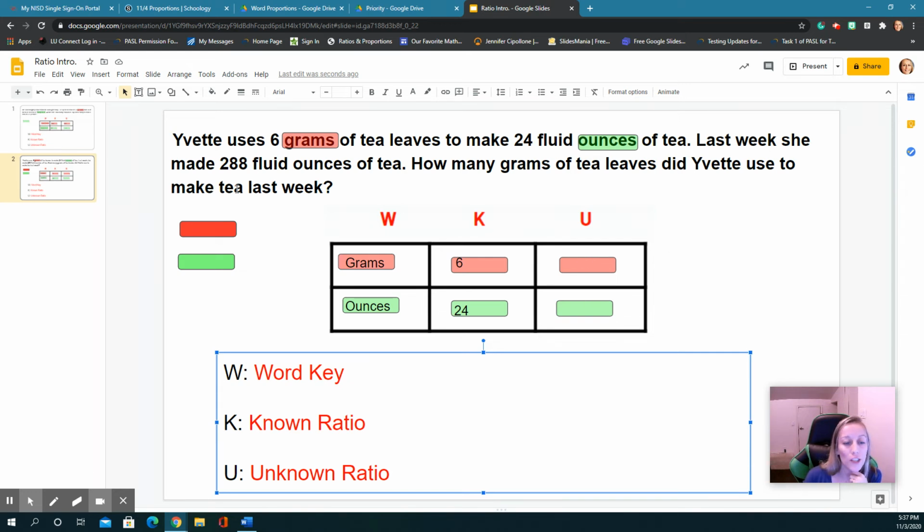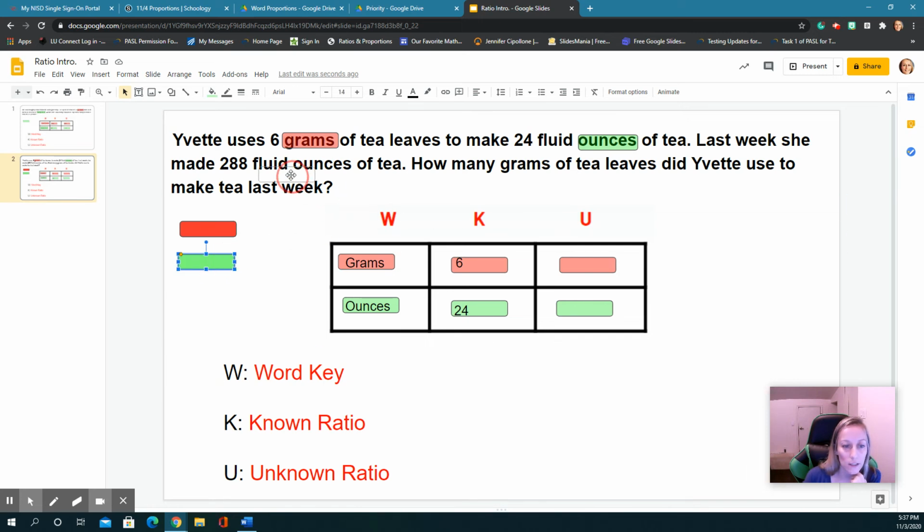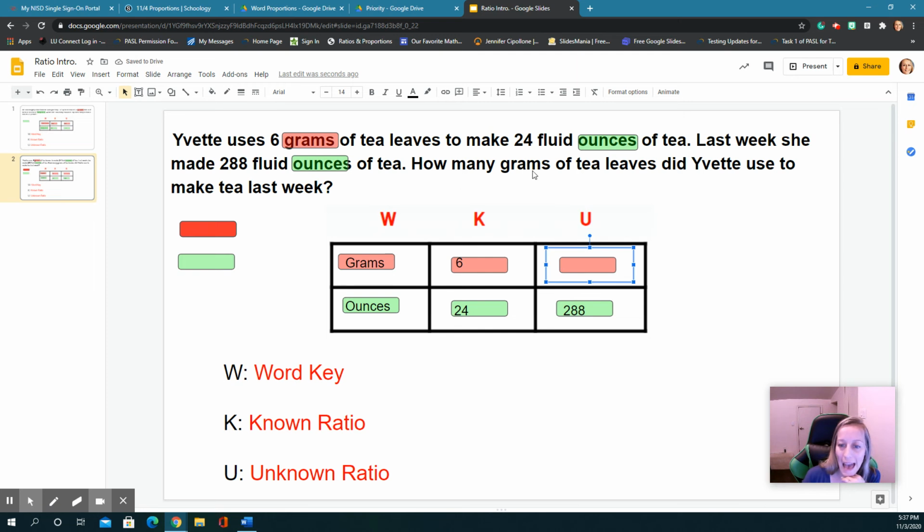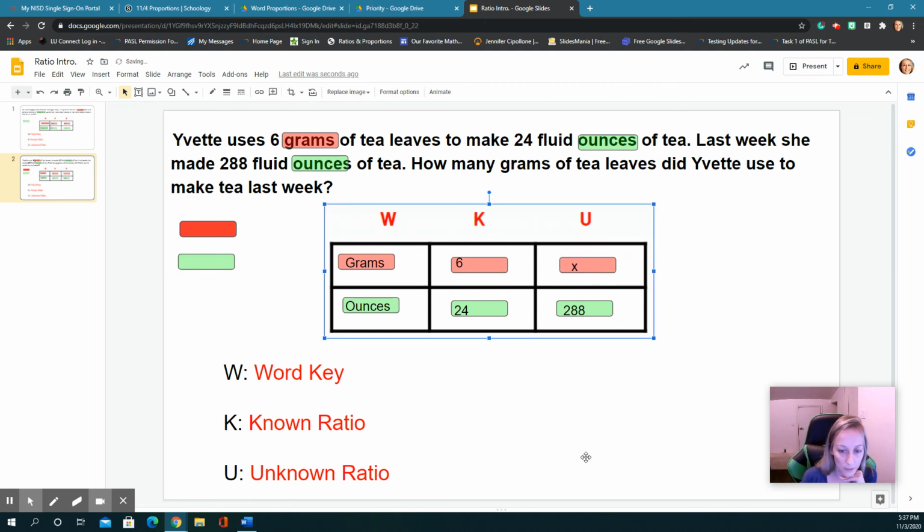Last week she made 288 fluid ounces. So she made 288. Well, we know that goes down here. So here's our 288. And then how many grams of tea leaves? So we know X, our unknown value, is the tea leaves.